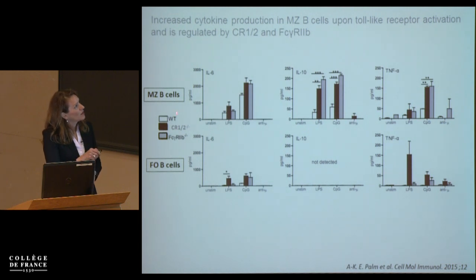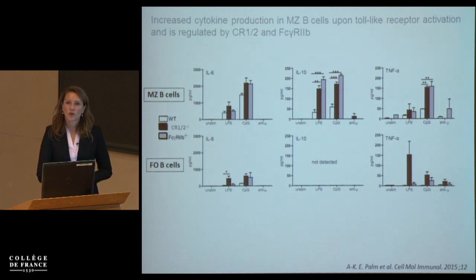And if you compare the wild type with the complement receptor or the Fc gamma receptor 2b deficient mice, you can also enhance the cytokine response. And this was really particularly seen in the IL-10 production. So if the cells are not regulated by these receptors, they will produce a lot more of this IL-10.